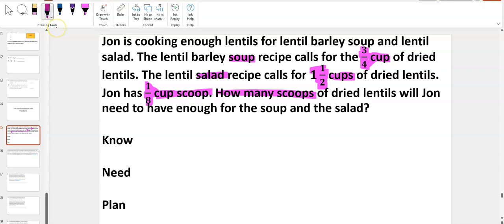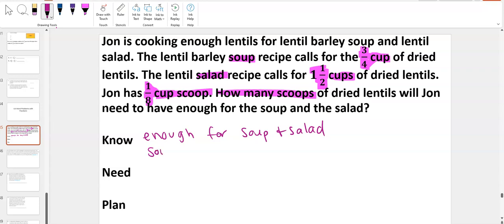So I like to use a know, need, plan list. Basically, when I do a word problem, I like to underline or circle things that are important. And then I like to lay out what's going on, because remember, word problems are a story and you have to decipher what's going on in this story. So John wants to cook enough lentils, right? We know that he wants enough lentils for the soup and salad.